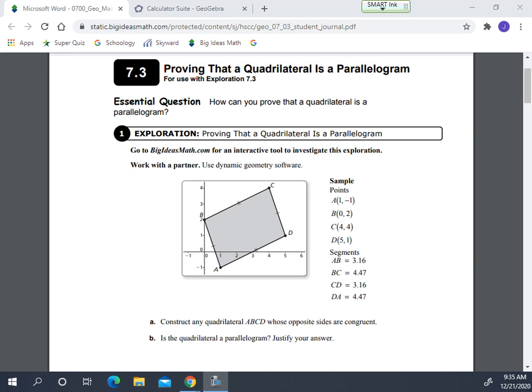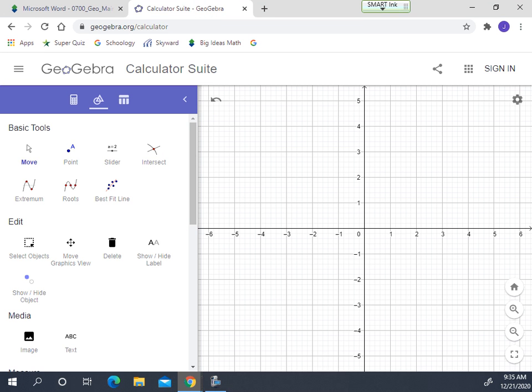Okay, 7.3, we are proving that quadrilaterals are parallelograms. We're not starting with a parallelogram and proving it. We are starting with a quadrilateral and proving that quadrilateral is a parallelogram. Okay? Again, we're going to start in GeoGebra. We have to construct a quadrilateral whose opposite sides are congruent.